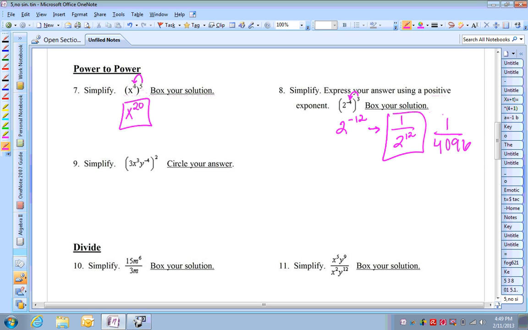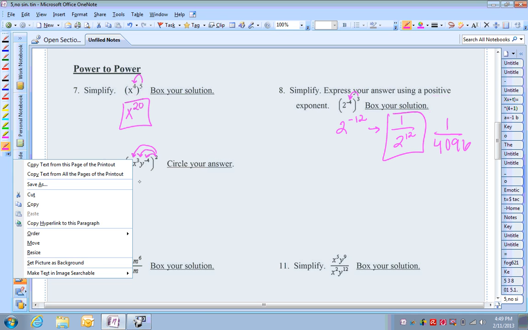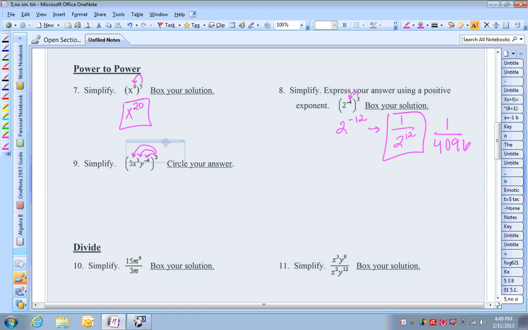Okay, so on number 9, we have a power to a power problem. So we distribute this 2, we power up, and we multiply. Now this 3 has an exponent of 1 on it that you need to recognize.